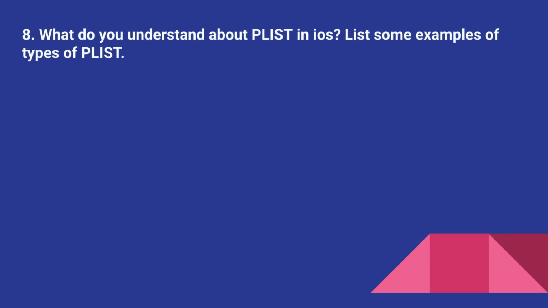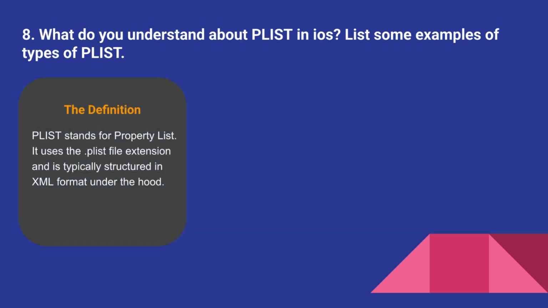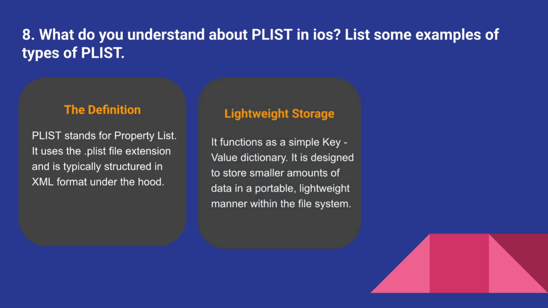Let's move on to our next question. What do you understand about plist in iOS, and what are some examples of its types? Plist stands for property list. It is a native file format using the .plist extension that developers use to store configurations, metadata, and application settings. At its core, a property list is structured as a straightforward key-value dictionary.